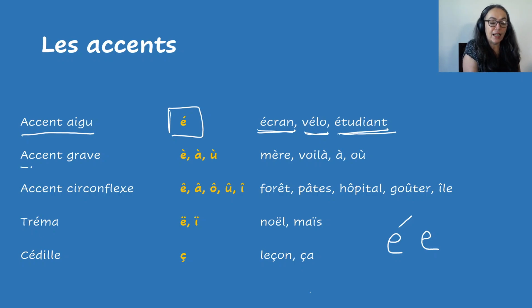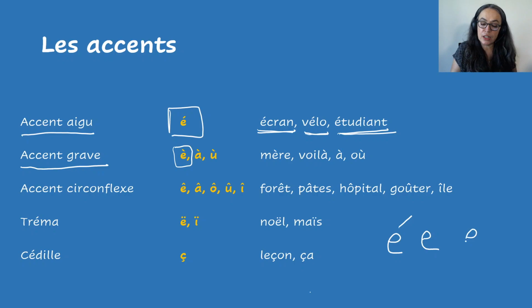We also have the accent grave, and the accent grave is also going to be on the E and modify the pronunciation. And it's going to be different than é, e. For example, mère. You have to open the mouth a little bit more. Mère, écran, accent aigu, mère, accent grave.